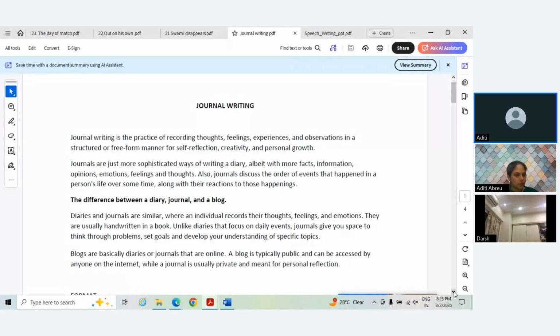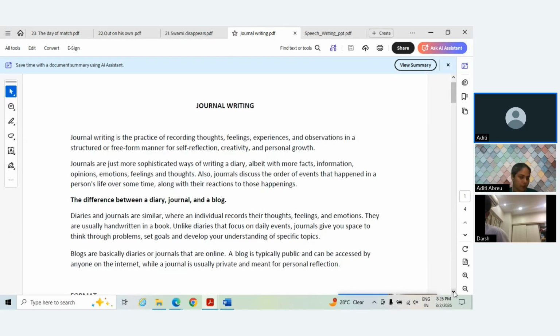Now, the difference between journal and diary is what? Journal is more structured. It can be used for self reflection. Self reflection is when you want to think about what happened, you want to go over your thoughts. You cannot discuss it with anyone, so you write them down. It's also used for creativity and personal growth. So it's a more sophisticated way of writing a diary, we can say.